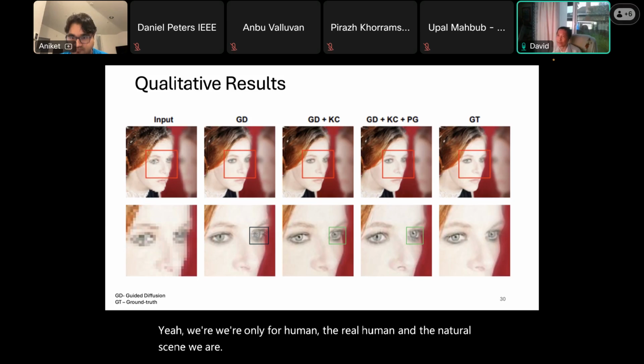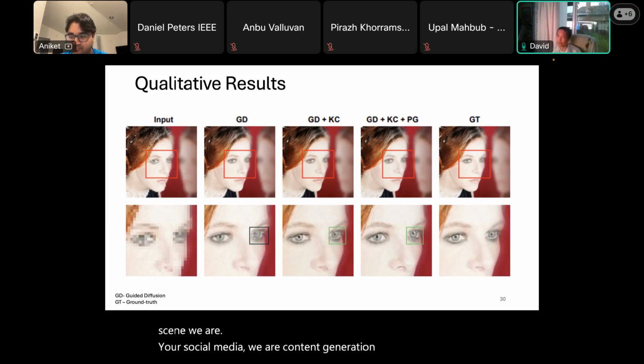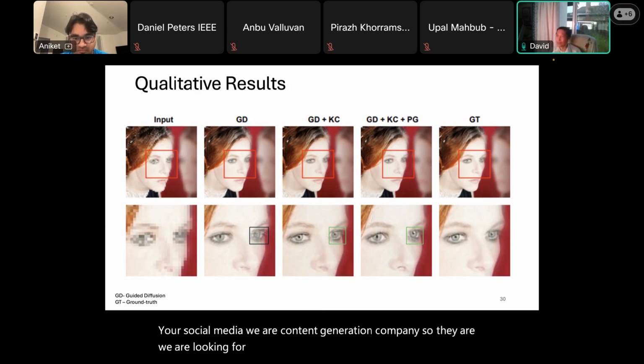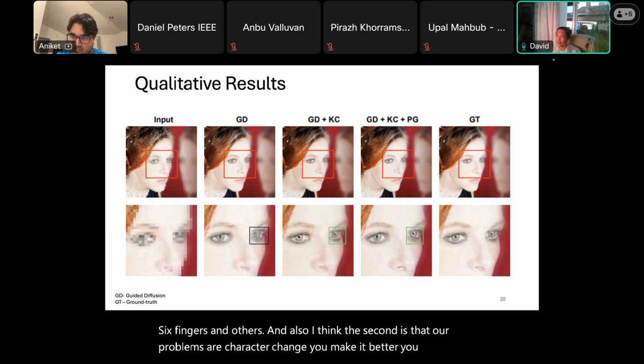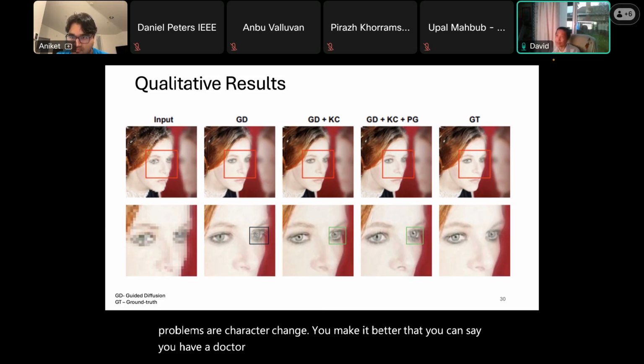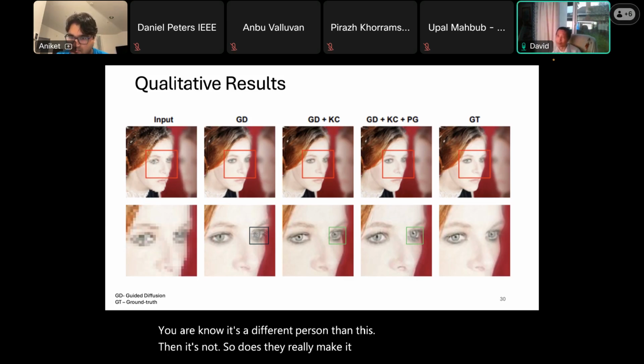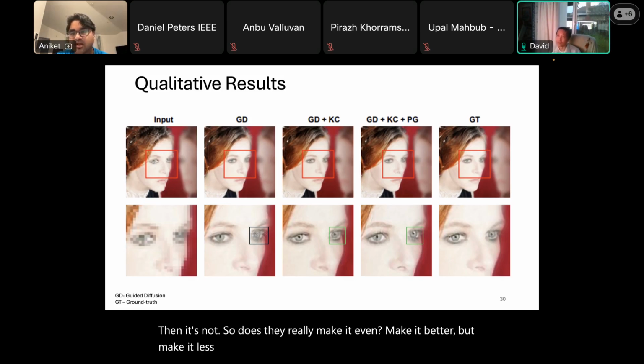We are a social media and content generation company, so we're looking for this kind of solution. But right now, there are a lot of artifacts generated, six fingers and others, and I think the second problem is character change. You can say you have a Dr. Roy AI image in my channel today that looks one way, and tomorrow looks more real, better, but it's a different person. Then does it really make it better, but make it less consistent? Maybe it even looks different.